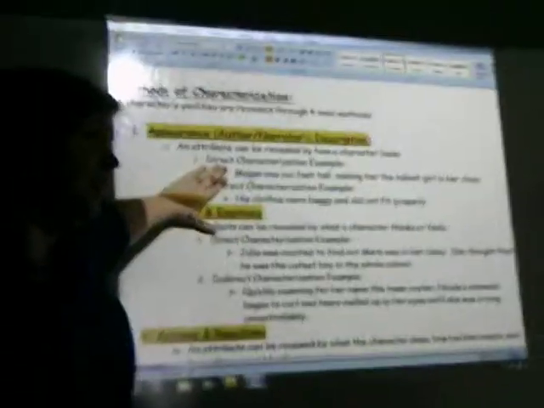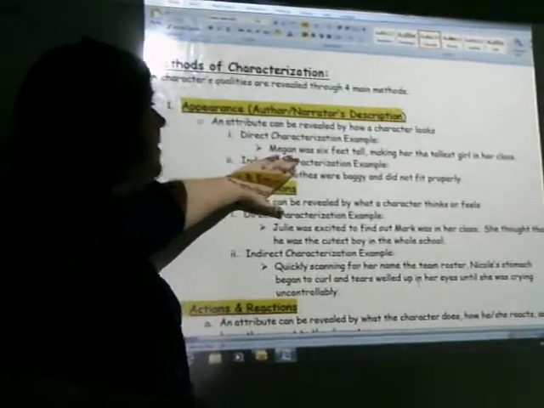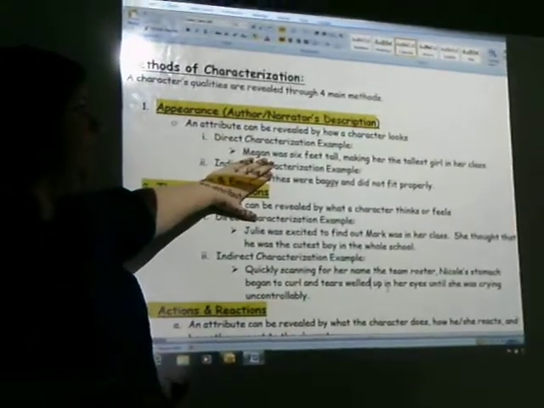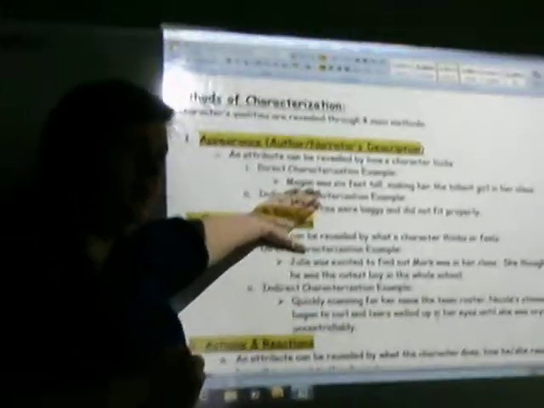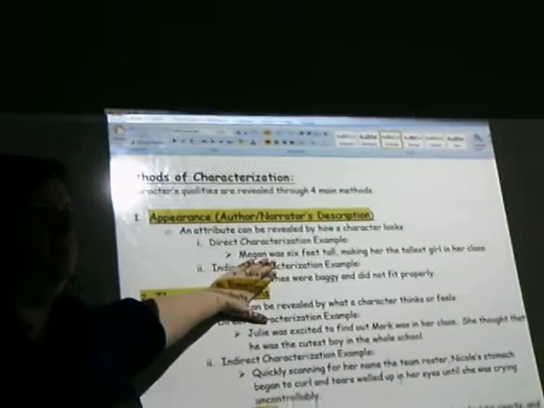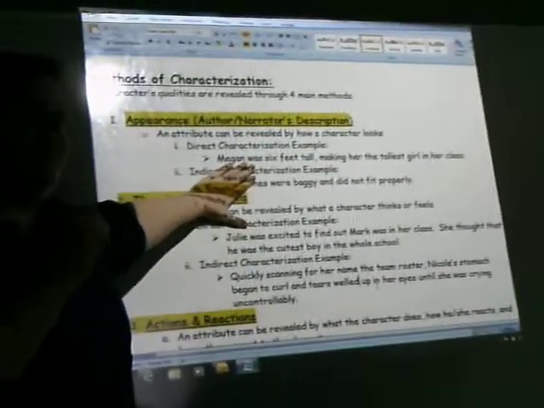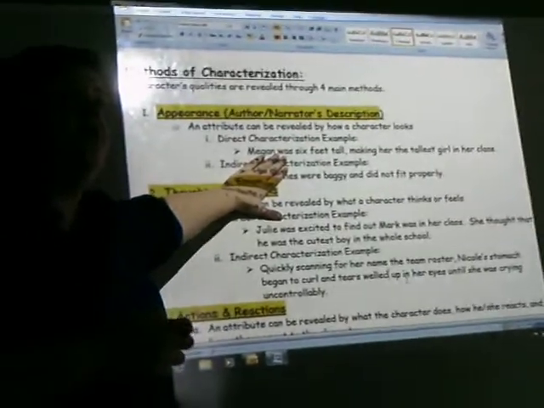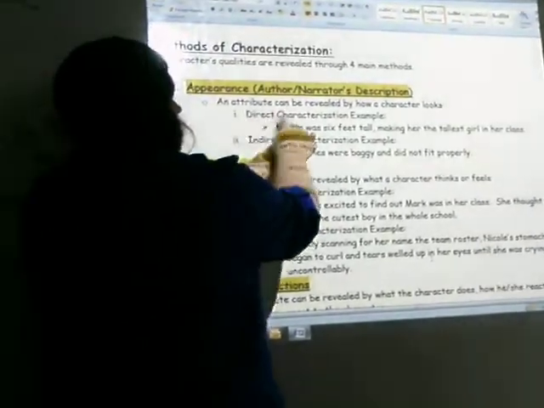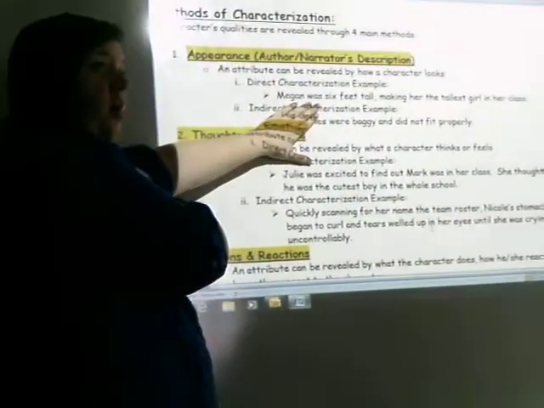So a direct characterization example is: Megan was 6 feet tall, making her the tallest girl in her class. Is Megan a tall person? How do you know Megan is tall? Tell me, Natalie. It directly tells you that she was tall, right?